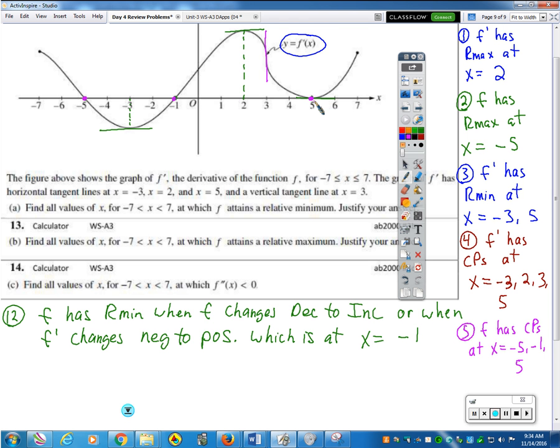Here's the statement, listen. Okay, at x equal -5, -1, and 5, because f prime has a value that is equal to 0, I know that f has a tangent slope that is equal to 0. Show me 1 or 2. So, 2 more points. Good work.